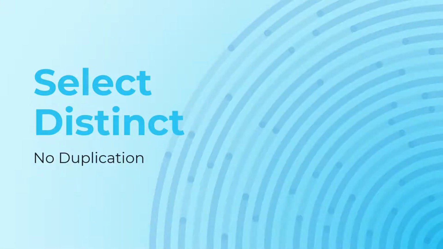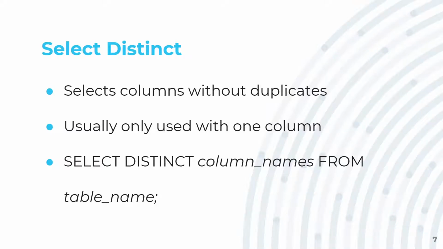Now let's look at select distinct. Select distinct is about halting duplication in tables. It is usually only used to return a single column without duplication, but it can return multiple. The syntax is the same as the previous select statement. However, instead of select, you have to write select distinct. Let's look at an example.